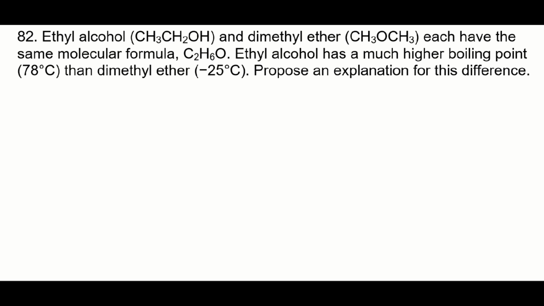Let's compare two organic molecules. We have ethyl alcohol, also known as ethanol or simply alcohol, and we also have dimethyl ether. They both have the same molecular formula, C2H6O. In other words, they have the same number of atoms in their molecules, but because they're arranged differently, in other words, they'll have different structures, and that's what's going to account for their different properties.